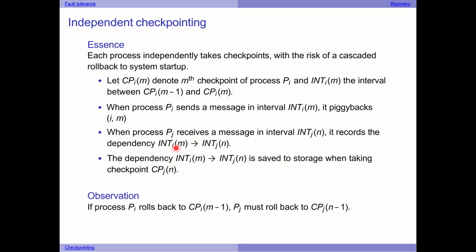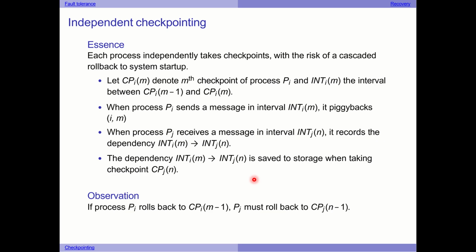So when process P J, the next process, the second process, receives the message in interval J N, it records the dependency of interval I and also interval M. So what P J did in interval N depends on what P I, which is the first process, did in interval M. This dependency is saved when P J takes its next checkpoint.